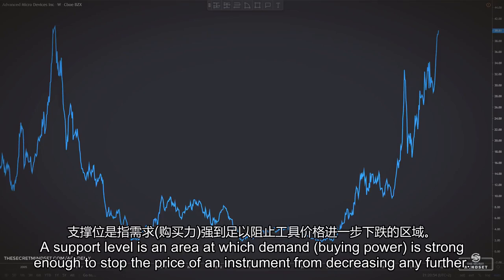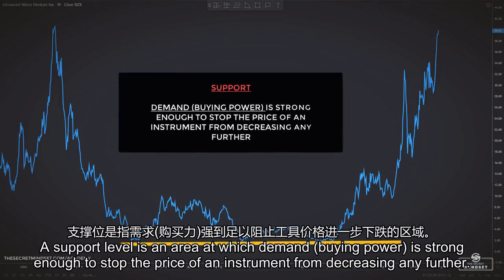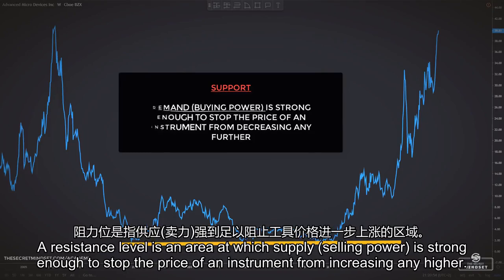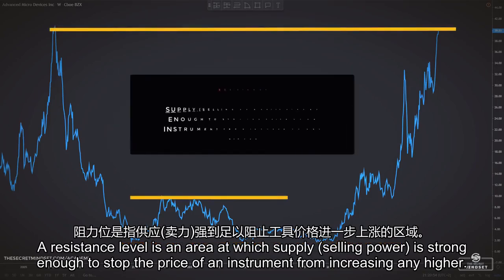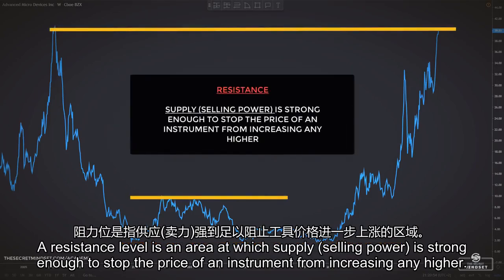A support level is an area at which demand, or the buying power, is strong enough to stop the price of an instrument from decreasing any further. A resistance level is an area at which the supply or the selling power is strong enough to stop the price of an instrument from increasing any higher.